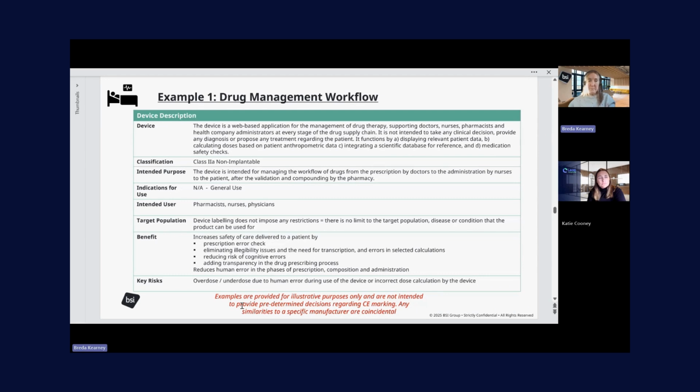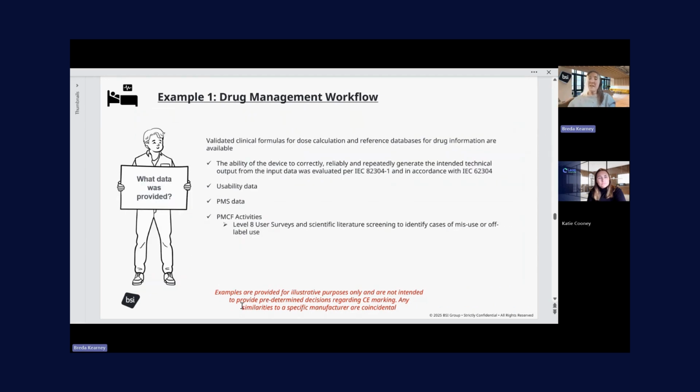That's what it's doing. So the type of data that they provided, again, it's a simple device. There were already validated clinical formulas for dose calculation and reference databases for drug information. So reference databases are available to pull all the information about the drugs. The calculations are already there, our formulas are already there to calculate your dose.